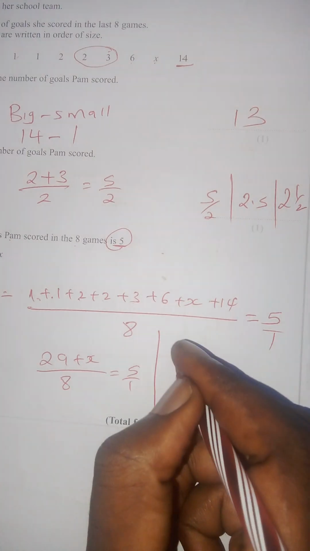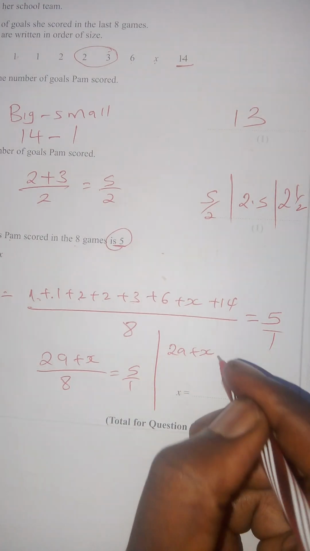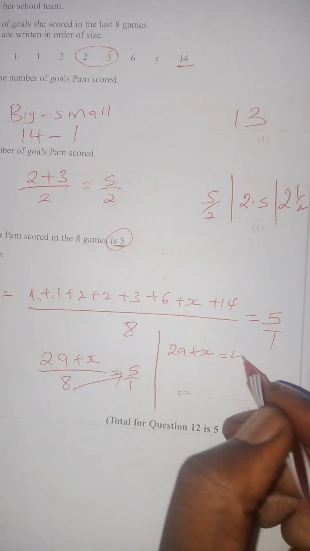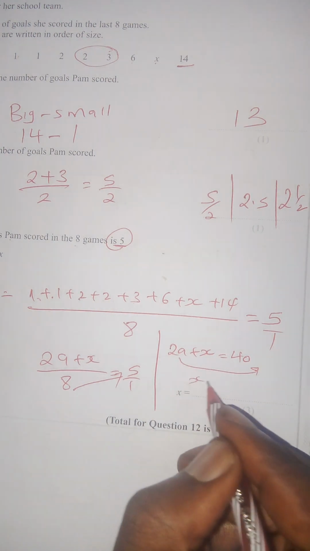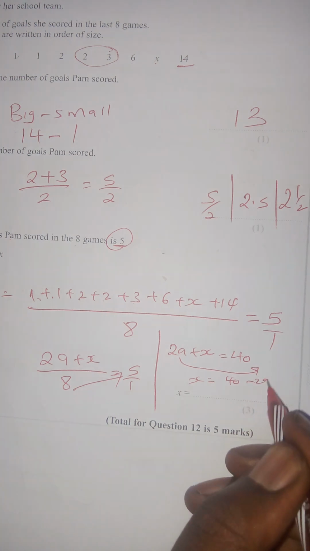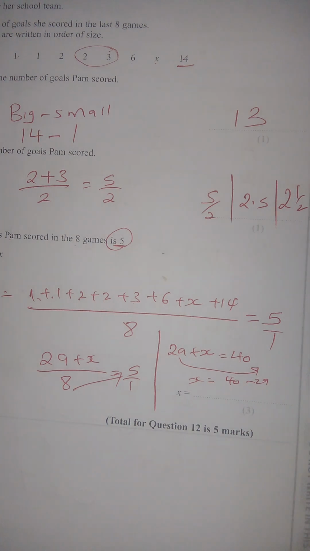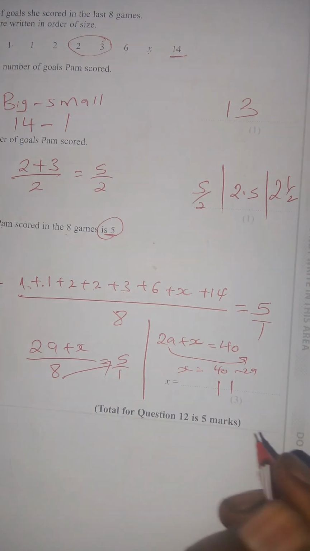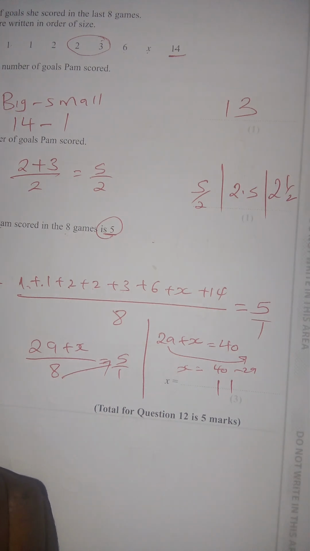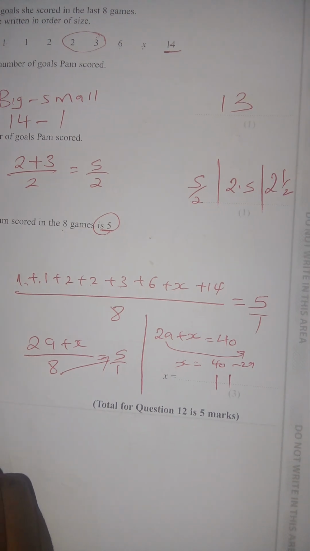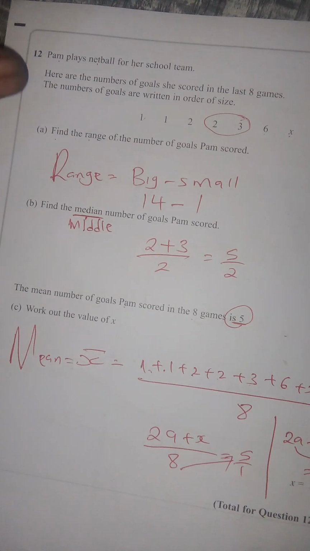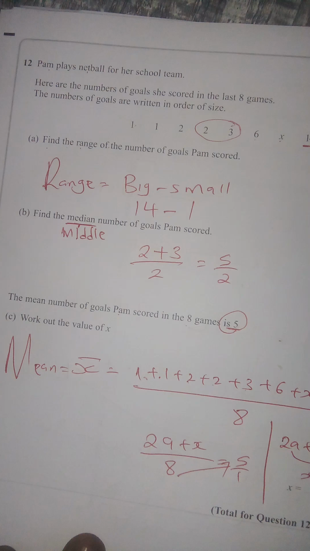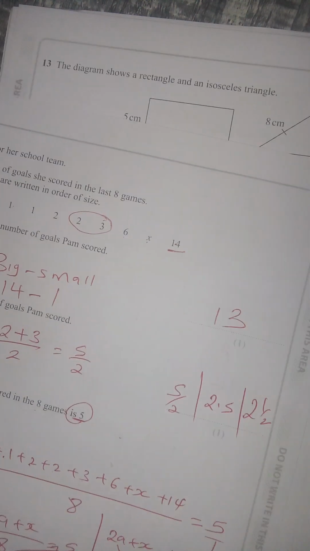That is the same as 29 plus x is equals to, cross multiply these two, to get 40. Bring this the other side. We have done that severally. So therefore, x is equals to 40 minus 29. Easy. The answer of x is 11. 3 marks. Total 5 marks. Very easy. Proceed to the next question, 13.